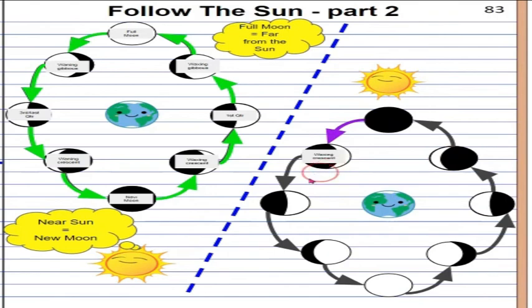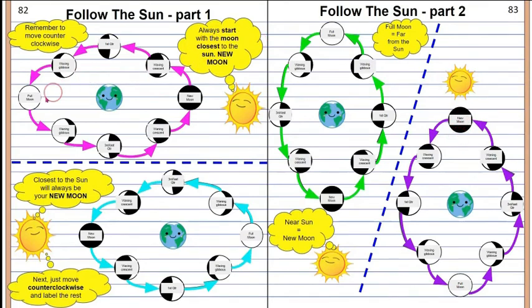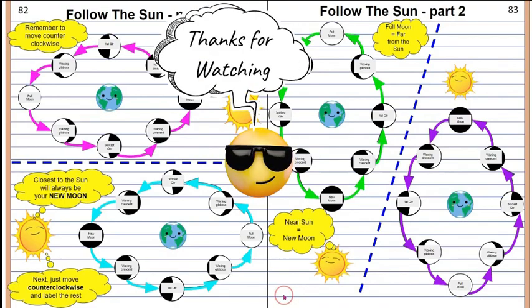So once again, our waxing crescent, our first quarter, our waxing gibbous, our full moon, our waning gibbous, our third or last quarter, our waning crescent, and back to our new moon. So make sure you have all 4 examples so that you understand no matter where the sun is, you can draw your lunar cycle. If you have any questions, please ask.